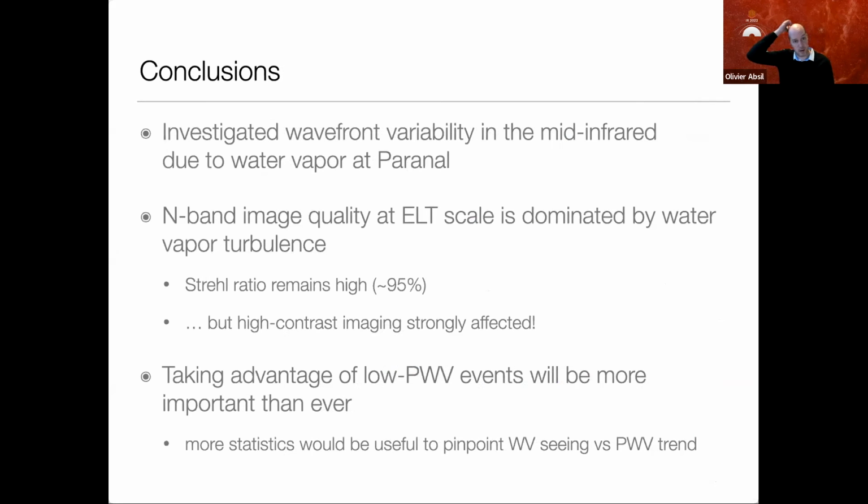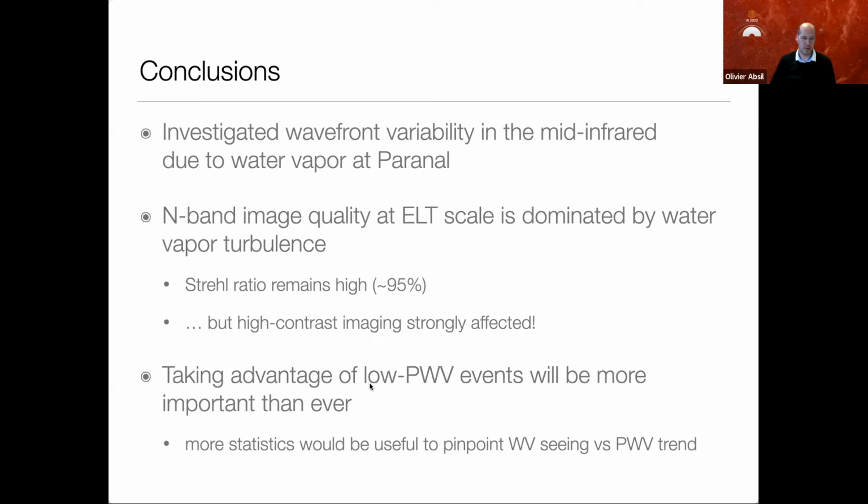So these are my conclusions. So we investigated the variability of the wavefront in the mid-infrared due to the water vapor at Paranal. And the conclusion is that the N-band image quality at ELT scale is dominated by water vapor turbulence. For most programs, you won't really care because the image quality is good, but when you go for high contrast imaging, you have to care about that.